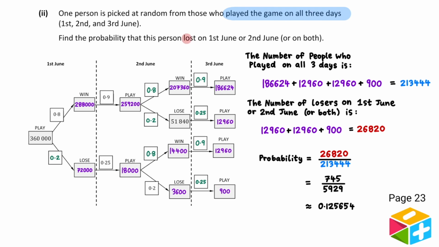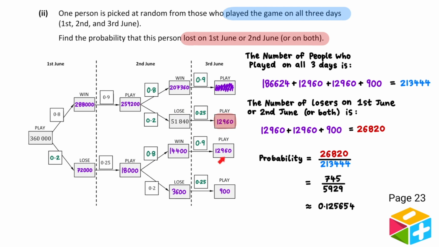So, how many of these people lost a game on the 1st of June, 2nd of June, or both? Well, the 186,624 in the top box represents the players who won on the 1st of June and won again on the 2nd of June. So these guys didn't lose on either day. The 12,960 in the second box represent the players who won on the 1st of June, but lost on the 2nd of June. So these guys did lose on one of the days.